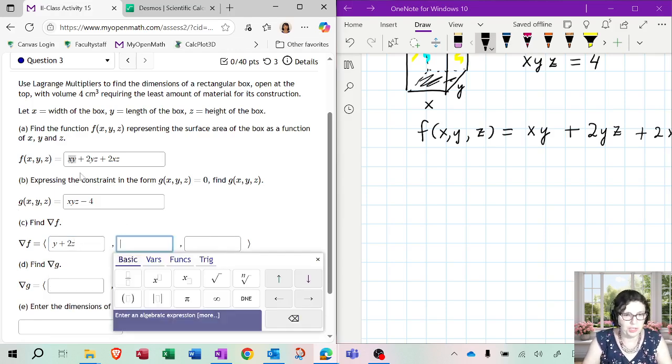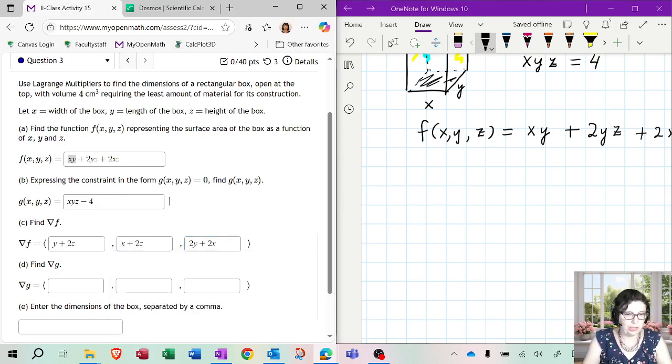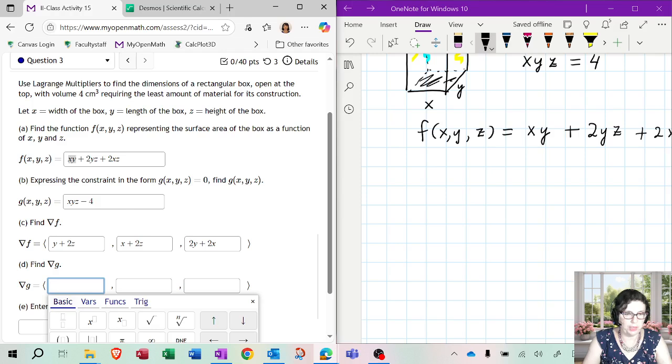Okay, similarly with respect to y, we're going to have x from the first term plus 2z from the second term, and nothing from the last term because that doesn't have a y. Finally, z, so that's just going to be 2y plus 2x. Okay, so that's the gradient of f. What is the gradient of the constraint?